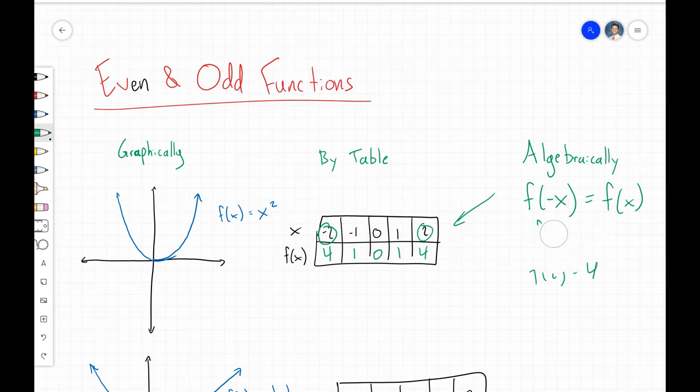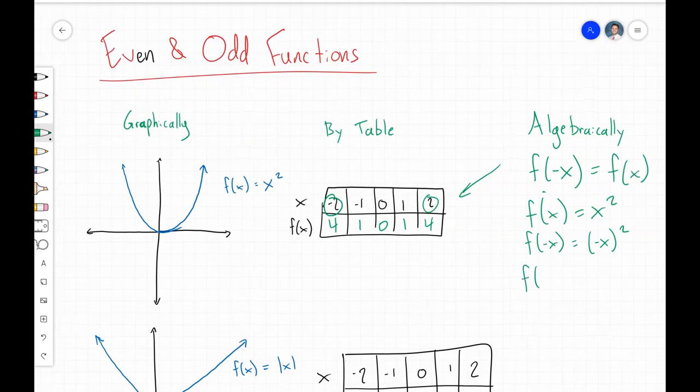So to show this algebraically, we just find f of negative x. You say, all right, I know that f of x is equal to x squared. So f of negative x is going to be negative x, squared. And we can simplify this. We know that negative x squared, or negative x times negative x, would simply be x squared. So f of negative x equals x squared. And that means when I take my negative value of x, I still get the exact same thing as when I have the positive value. f of x equals x squared, and f of negative x equals x squared.